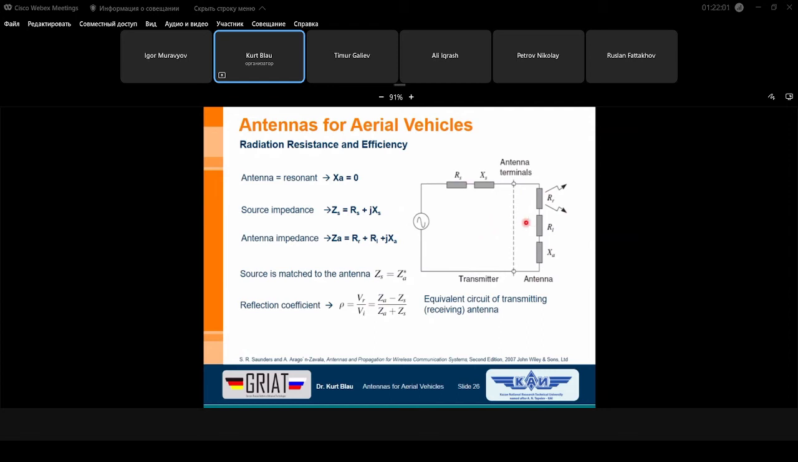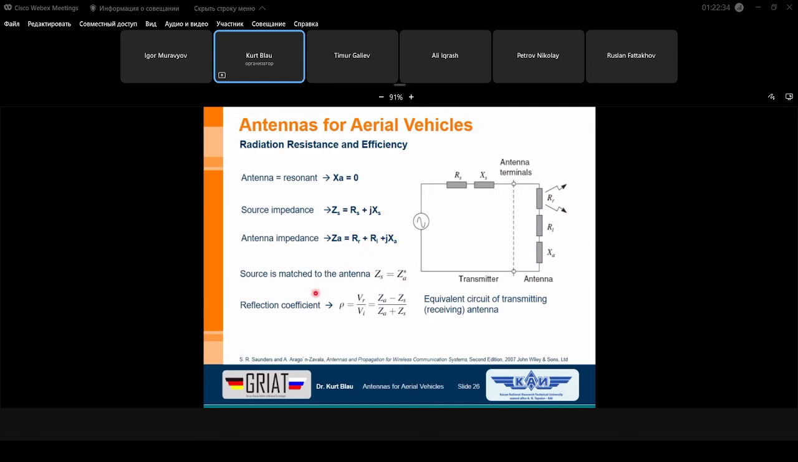And under this condition, we have to fulfill that the source impedance is the conjugate complex value of the antenna impedance. And this is the case not only if both imaginary values are compensated, additionally we have to ensure that also the real parts must be the same. And this is given here in this condition.